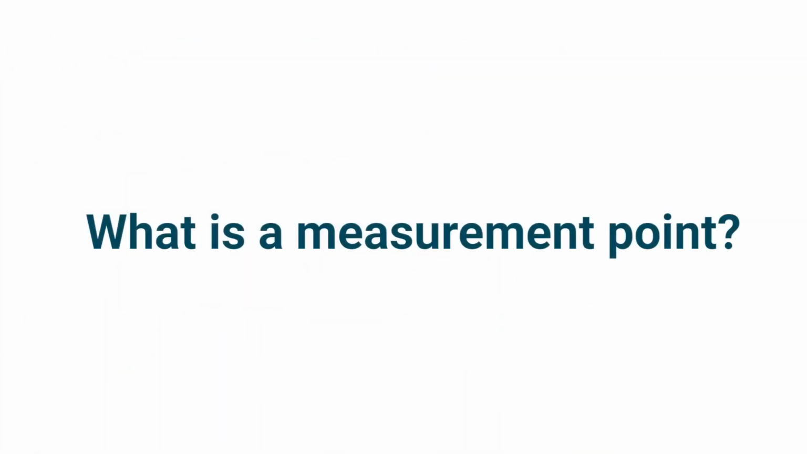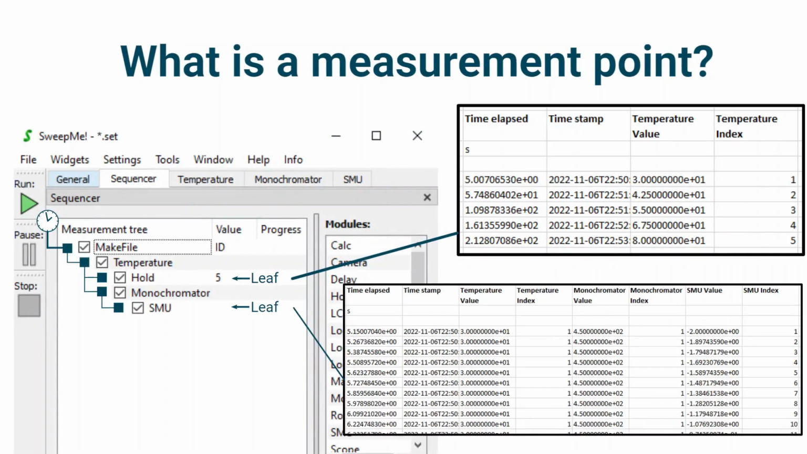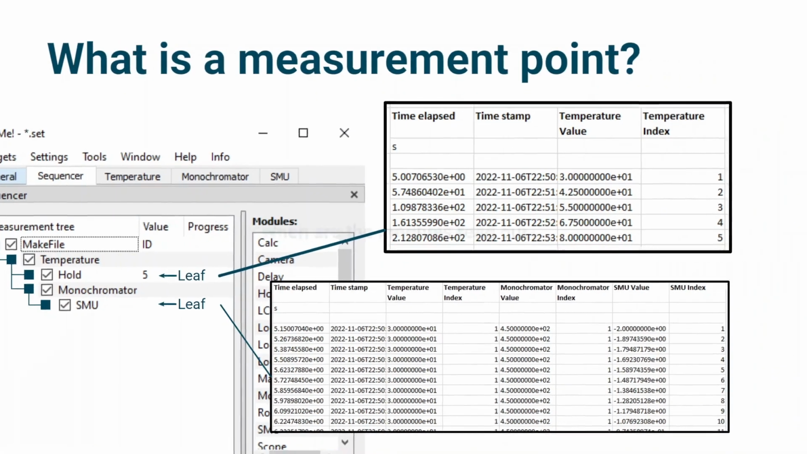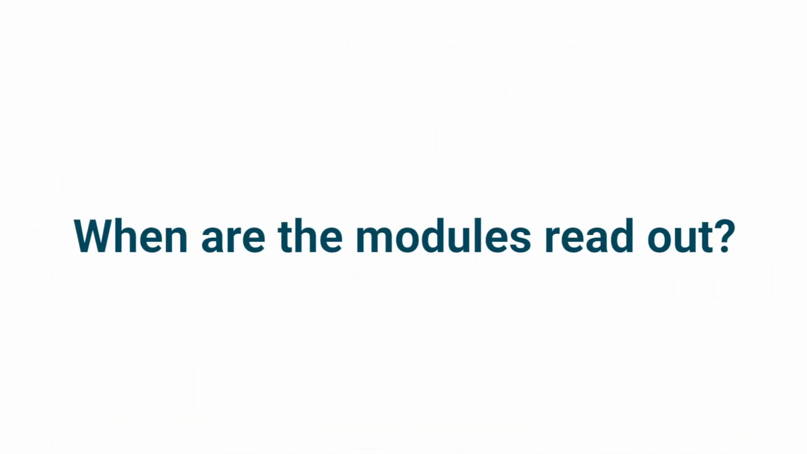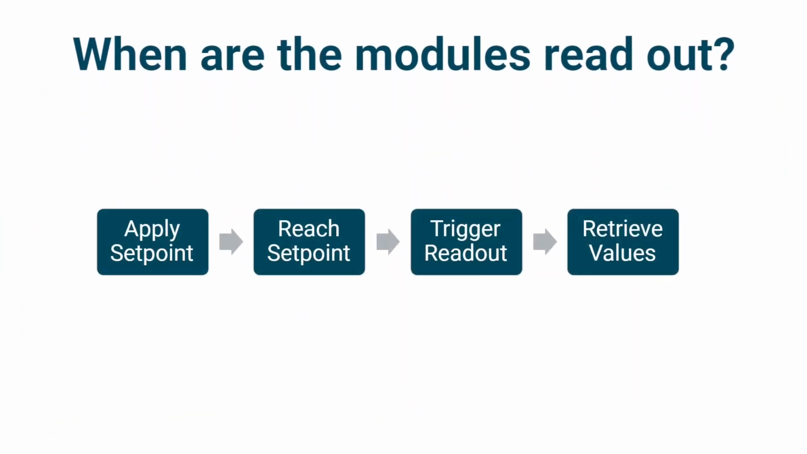What is a measurement point? Each setpoint combination of the modules in a branch defines a measurement point. At each measurement point, the measurement values of all modules in the branch are acquired. When are the modules read out? When all setpoints are applied and reached, the measurement is triggered for all modules of the active branch. Afterwards, all modules of the active branch are read out. This way it is possible to acquire data from multiple instruments at almost the same time.